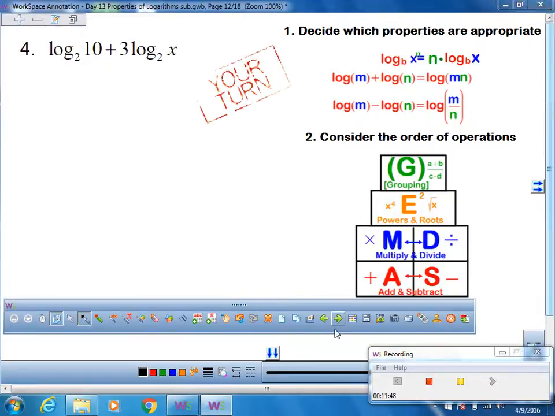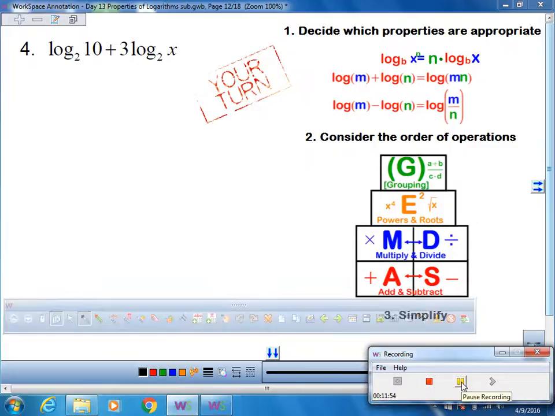Let's try another one. Why don't we see if you guys can try this one? So hopefully you paused the video and tried that one. Let's do it. So let's do log base 2 of 10 plus 3 log base 2 of x. We're in luck. We've got common bases here, so we can go ahead and use our properties.